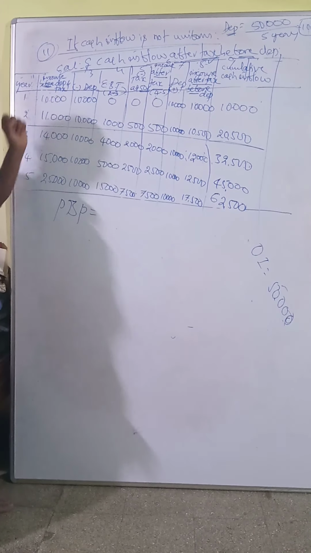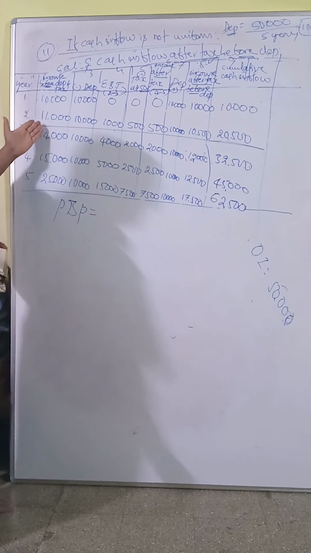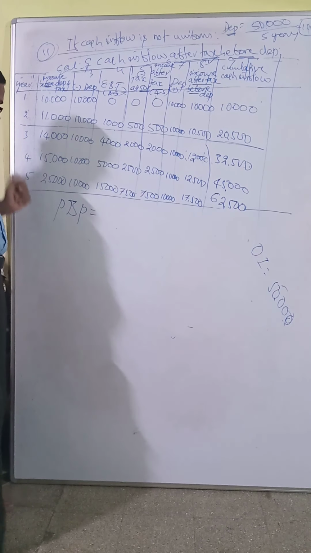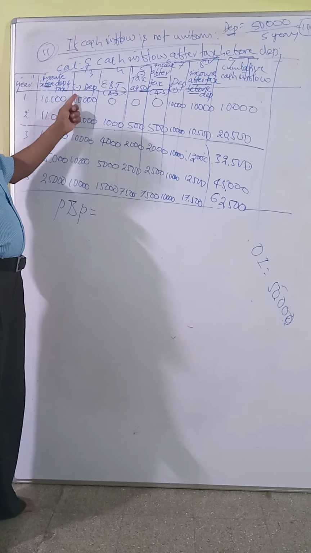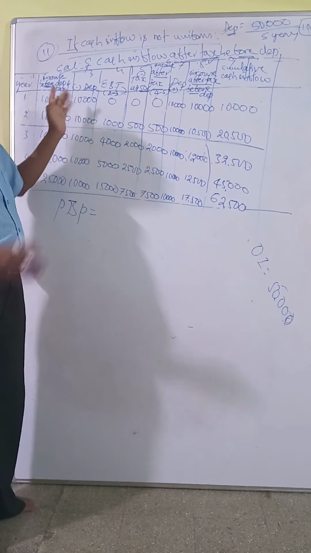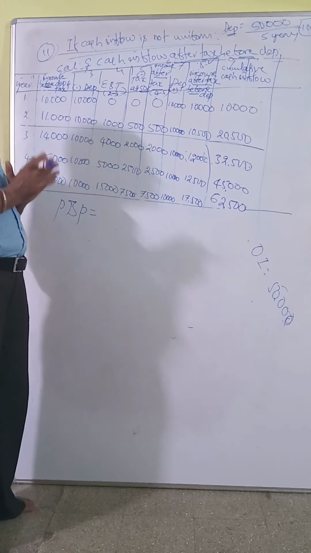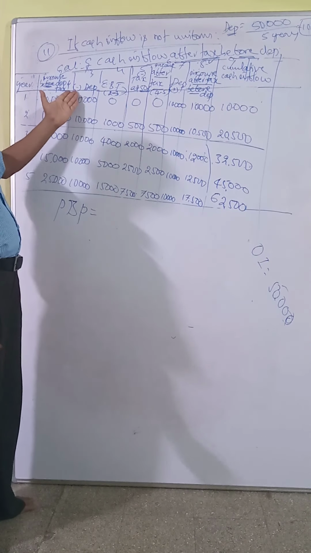Before depreciation, before tax, they are given: 10,000, 11,000, 14,000, 15,000, 25,000. But we have to deduct depreciation. They only deducted before depreciation, before tax. That is wrong. You have to deduct depreciation.